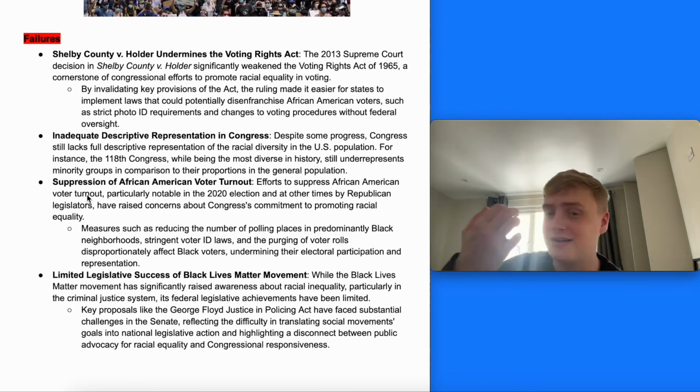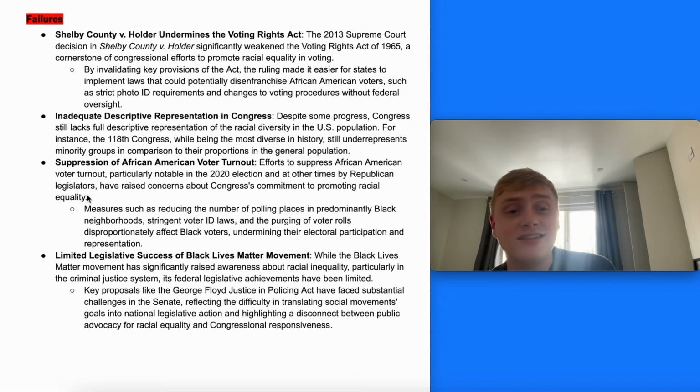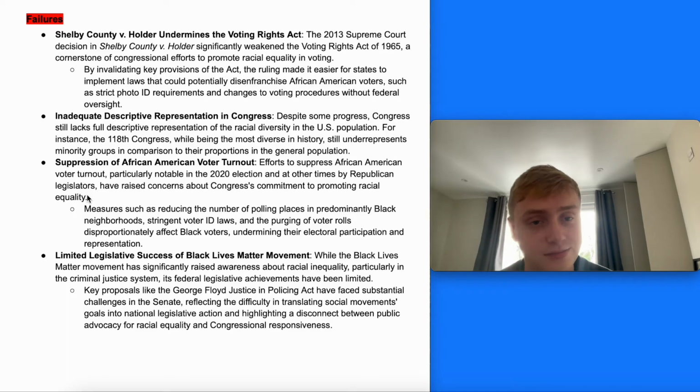In terms of failures, again, all of these we've looked at in more detail in the previous video, but the Voting Rights Act can be seen as now undermined by the Supreme Court, because of Shelby County v. Holder, which renders key parts of it, and effectively a lot of the Voting Rights Act, inoperative. It can be argued there's still inadequate descriptive representation in Congress, particularly of non-white members of Congress.